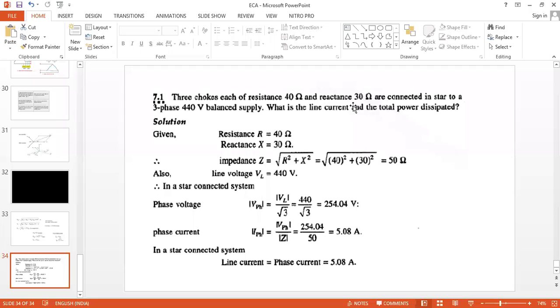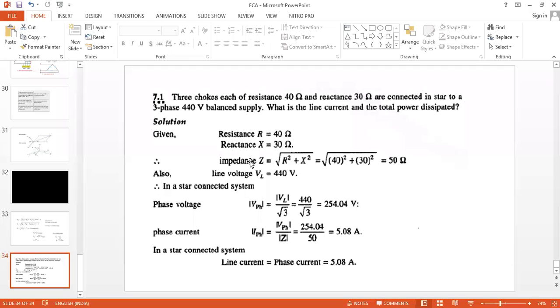Okay, good. Now, in the problem, if you see the word star, you immediately write the formula: line voltage equals root 3 times phase voltage. Three tube lights are connected to a three phase, 440 volt supply. So that means three tube lights are connected to the poles where the voltage is 440. Now you are supposed to calculate the line current and total power dissipated. Now write the given quantities: resistance 40 ohms, reactance 30.